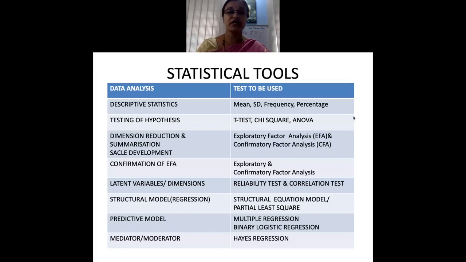Now, the last part I've just given you, what is the test to be used and what is the kind of analysis. Maybe this will help you out. Suppose you get your research, it will help you in finding out which test has to be used for what kind of analysis. As I told you, when you're doing data analysis, make sure that you're preparing a data analysis plan. That is something that is very important.